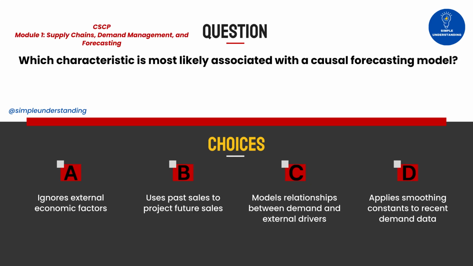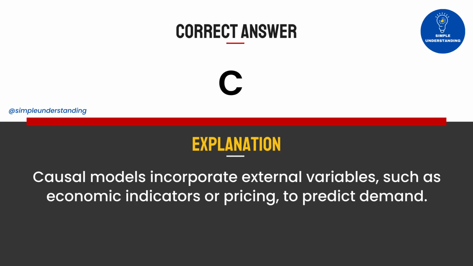8. Which characteristic is most likely associated with a causal forecasting model? A. Ignores external economic factors. B. Uses past sales to project future sales. C. Models relationships between demand and external drivers. D. Applies smoothing constants to recent demand data. Correct answer, C. Explanation. Causal models consider external variables like promotions or economic indicators to predict demand.